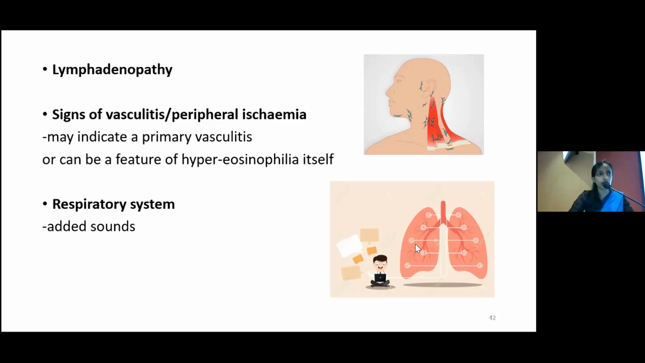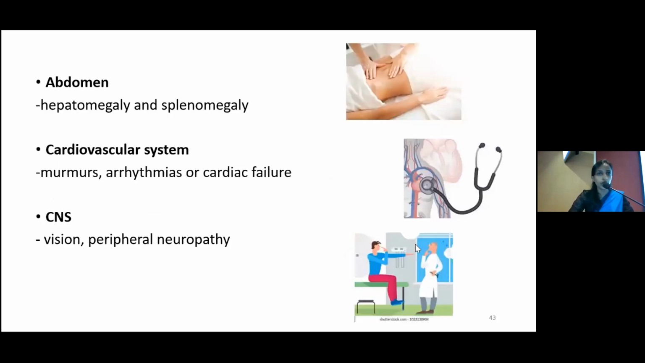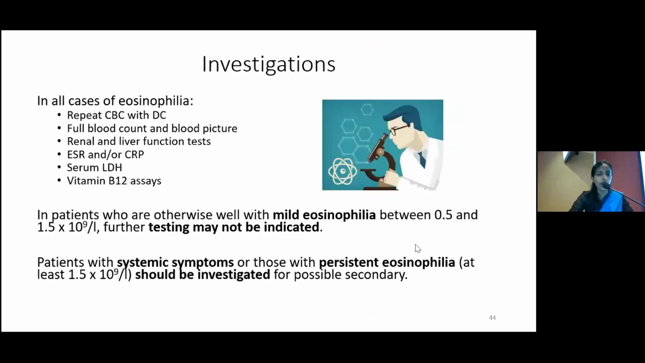A thorough respiratory system examination, looking for an underlying respiratory cause. Palpating the abdomen, looking for hepatomegaly and splenomegaly. Cardiovascular system examination to exclude evidence of myocarditis. And CNS examination targeting vision, peripheral neuropathy, and evidence of stroke. How will you investigate a patient with eosinophilia?